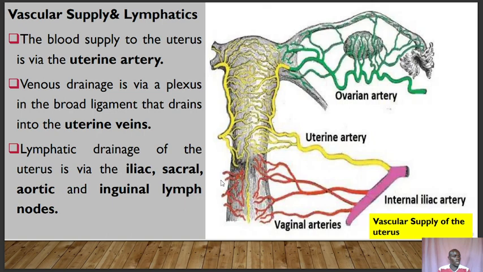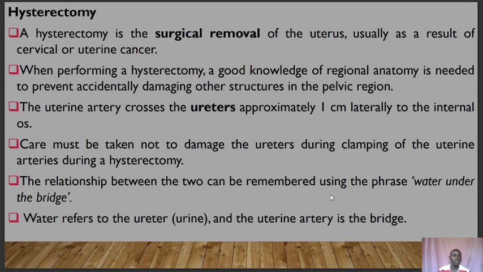The blood supply to the uterus is via the uterine artery, and venous drainage is via the plexus to the broad ligament that drains into the uterine veins. Lymphatic drainage of the uterus is via the iliac, sacral, aortic, and inguinal lymph nodes. So we have a procedure by the name hysterectomy, and hysterectomy is a surgical removal of the uterus, and it could be as a result of either cervical or uterine cancer.